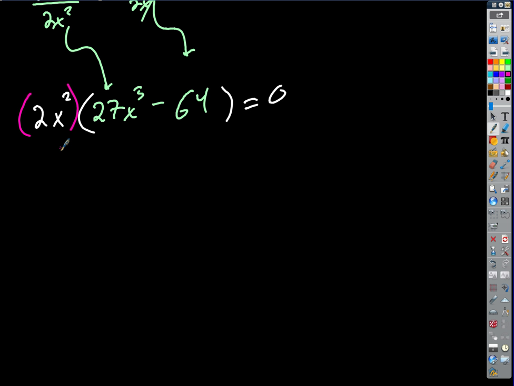If I took that first factor and set it equal to 0, by the zero product property, what would my solution be? 0. Yes, the only value of x that would make 2x squared equal 0 is 0. So there's one solution right there. We already know one answer, but I don't know the others.